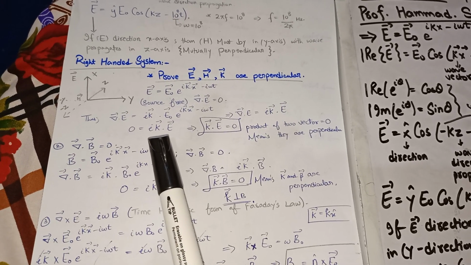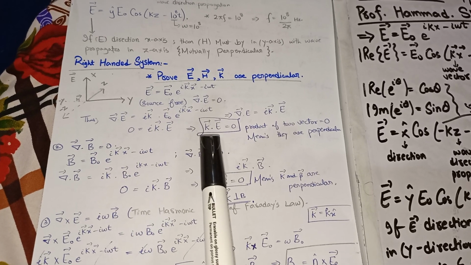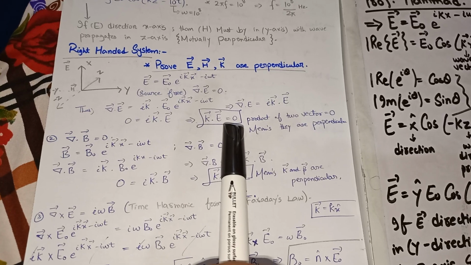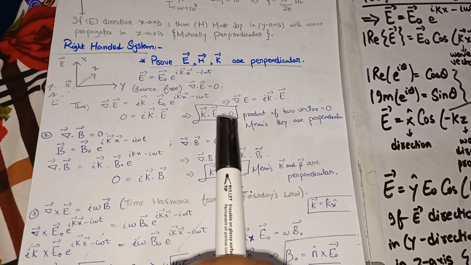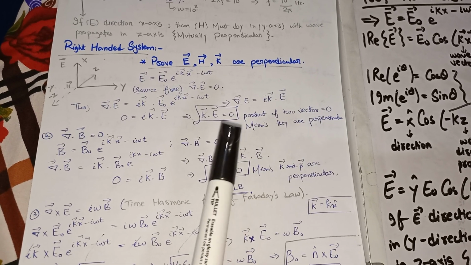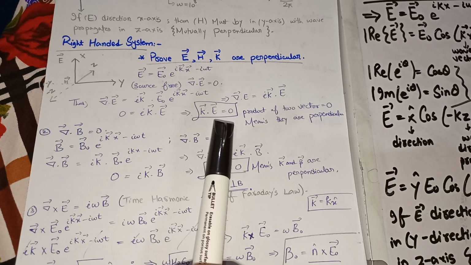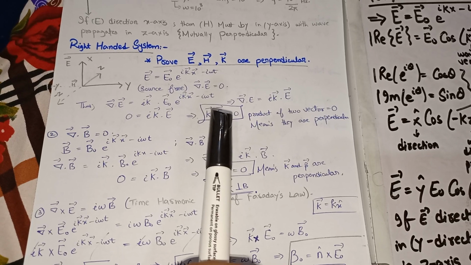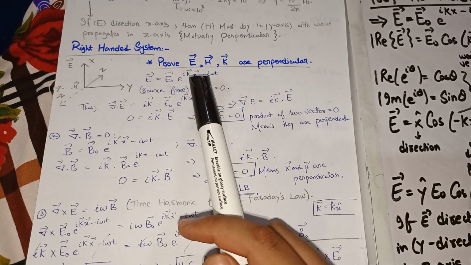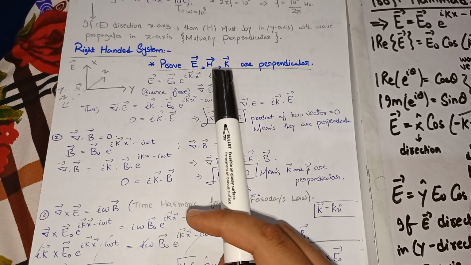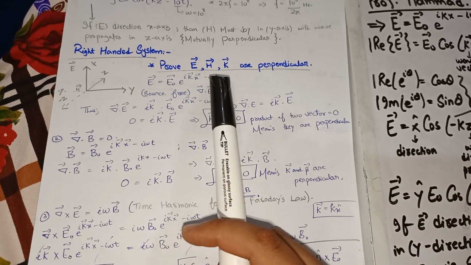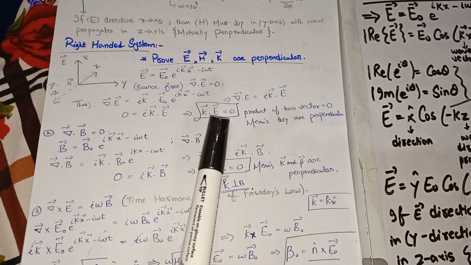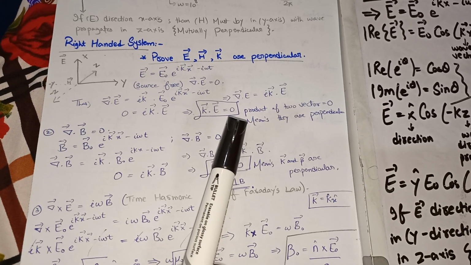Now divide by iota on the other side, so k dot E becomes equal to 0. You know that in the scalar product of two vectors, if the product is equal to 0, then they are perpendicular to each other. So k and E are perpendicular to each other. That's what we required. We have to prove that E, B and k are always perpendicular to each other. So first, we proved that the wave vector k is perpendicular to E because their dot product is 0.